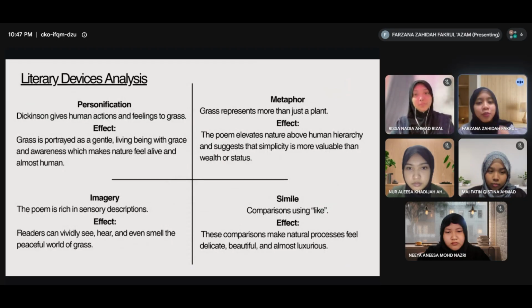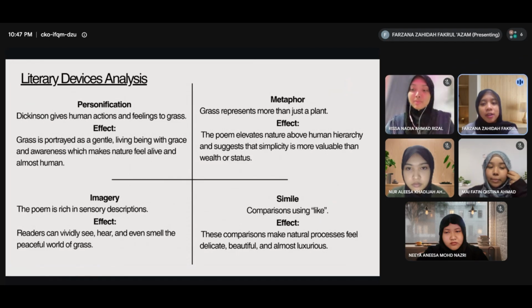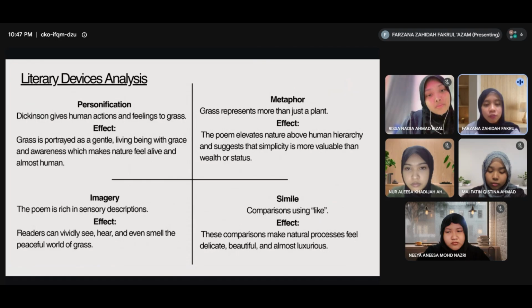Okay, so for the literary devices analysis, in the first stanza, the poet describes grass as something very simple. So it says that it has so little to do. However, she quickly shows that this simplicity is actually full of life. The grass is described as a sphere of simple green, which suggests it is like its own small, perfect world. It also entertains butterflies and broods bees, which are examples of personification. This means the grass is given human-like roles, which makes nature feel active and alive.